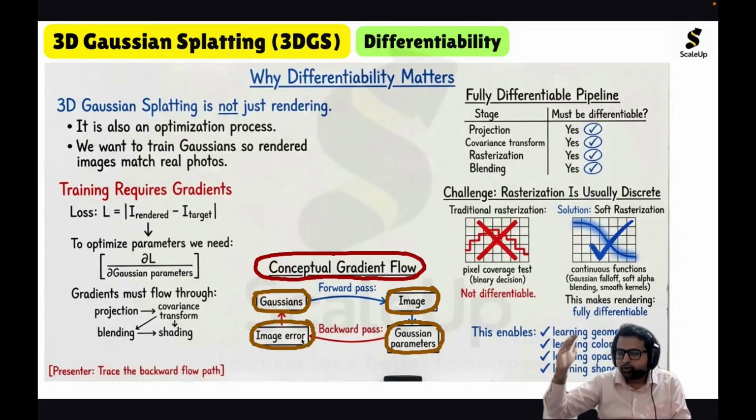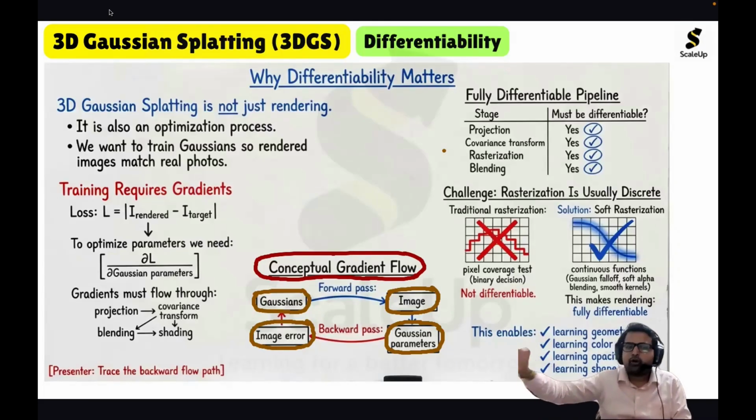We go to the blending stage and try to minimize the loss. We calculate the gradient and tweak the parameters, the rate of change of L with respect to the Gaussian parameters. For the blending phase, whatever the formula is, we'll optimize that. Then we'll optimize the rasterization, then the projection. Like that, in the backward phase, we'll keep on doing it.